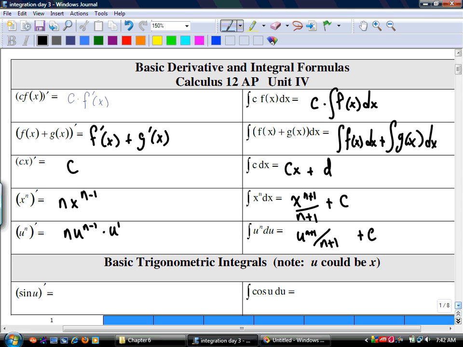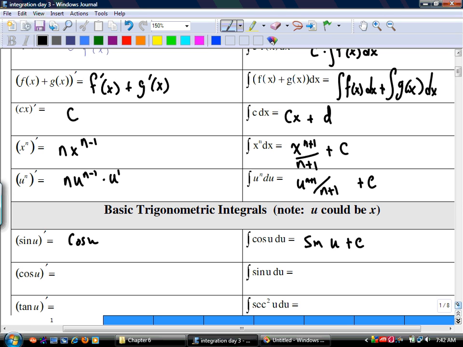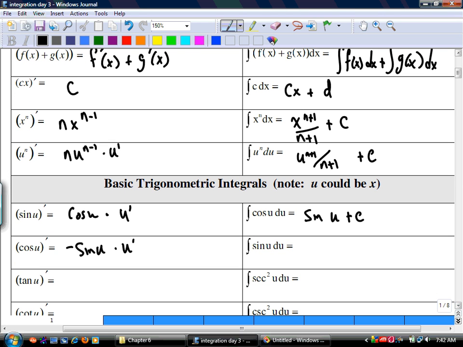The antiderivative of sine u: the derivative of sine u is cos u times u prime. The antiderivative of cos is, no, sine. The derivative of cos u is negative sine u times u prime. Oops, I'm being bad. The antiderivative of sine is negative cos.